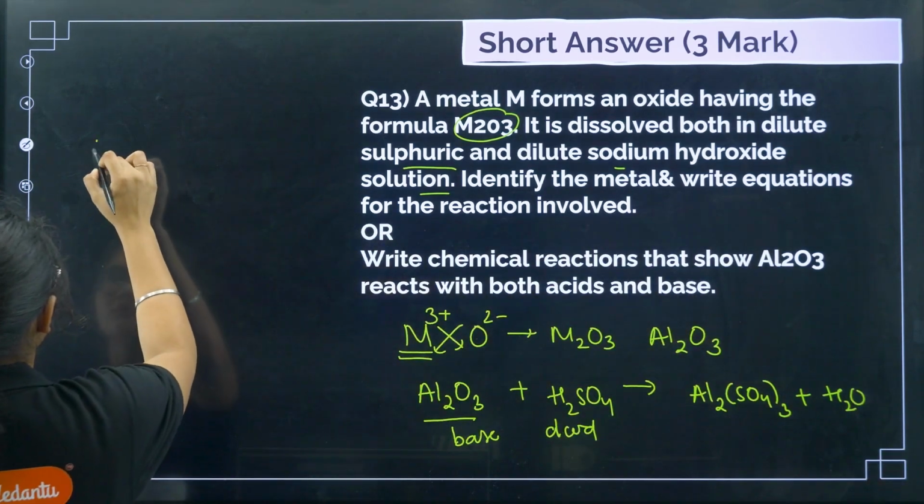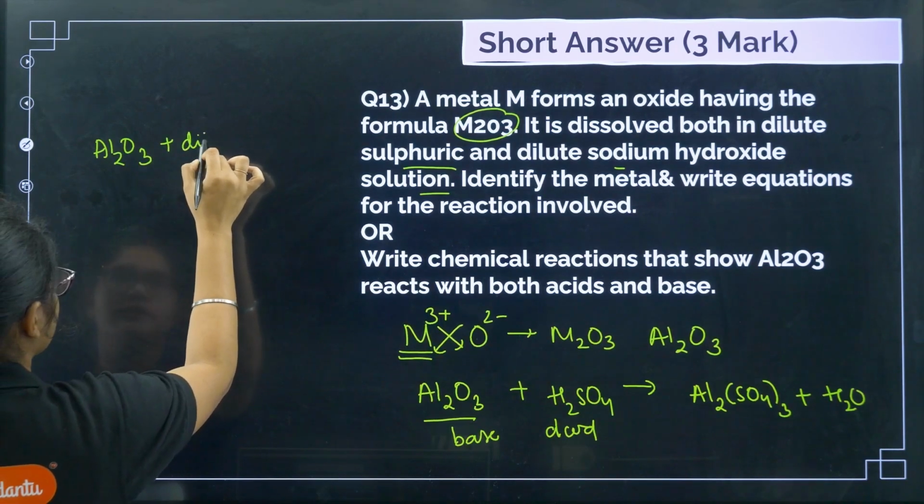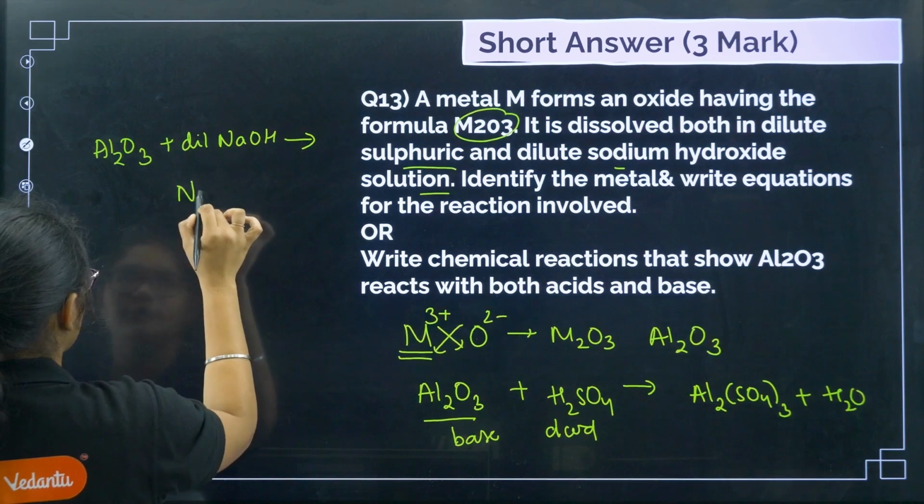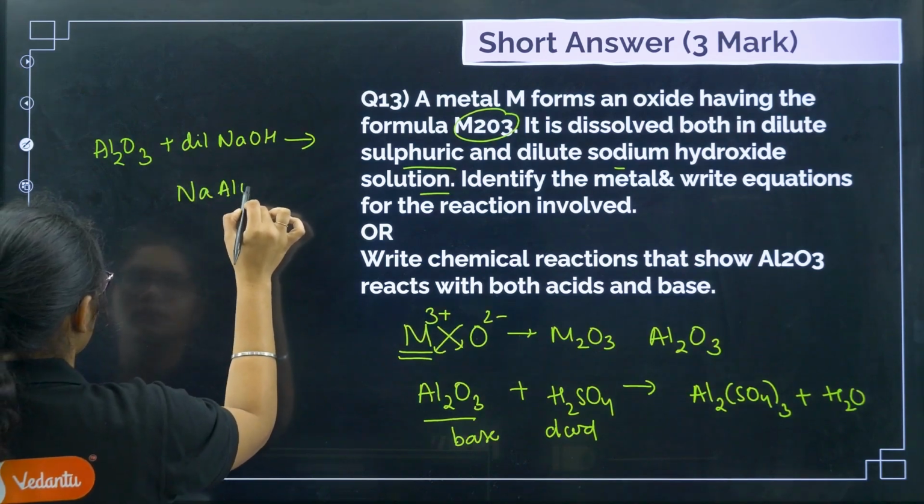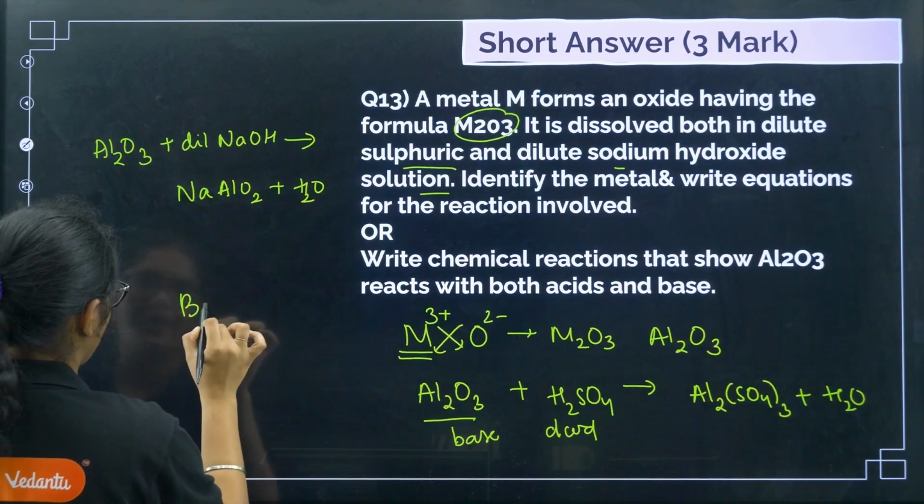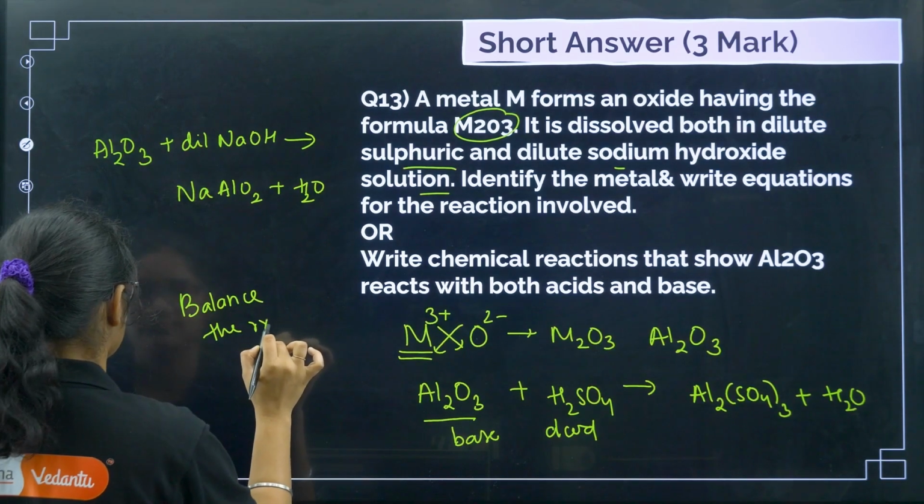Next, aluminium oxide will also react with what? Dilute HCl, sorry, dilute NaOH given, right? So here it will form sodium aluminate, NaAlO2, right, and water. Okay, also do not forget to balance the reactions. Okay, you must balance the reactions.